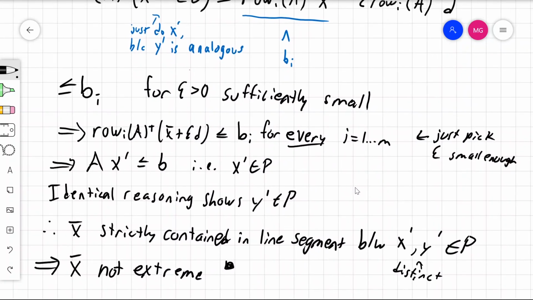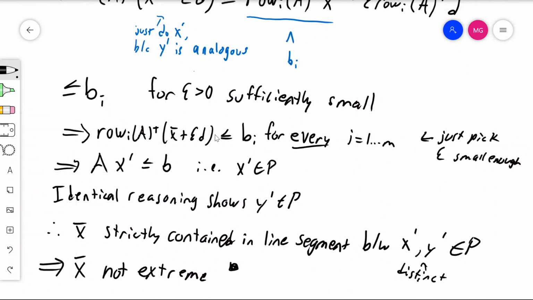Okay, and so we have that x prime satisfies each individual constraint. So in other words, a times x prime is less than or equal to b, or in other words, x prime is in the polyhedron. And then the same reasoning shows that y prime is also in the polyhedron. The only difference between x prime and y prime is that you're going to have a different sign. It's going to be x bar minus epsilon d, but nothing will go wrong because it's still rho I of a times d.